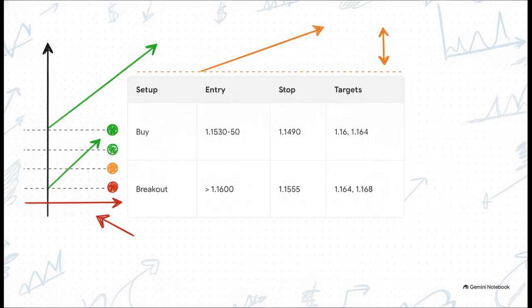Now, alternatively, if price just surges right past our line in the sand, there's a breakout buy setup. You enter above 1.1600, put your stop loss at 1.1555, and target those higher 1.1640 and 1.1680 zones.